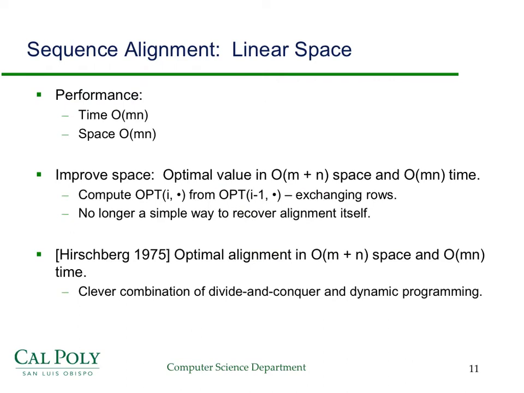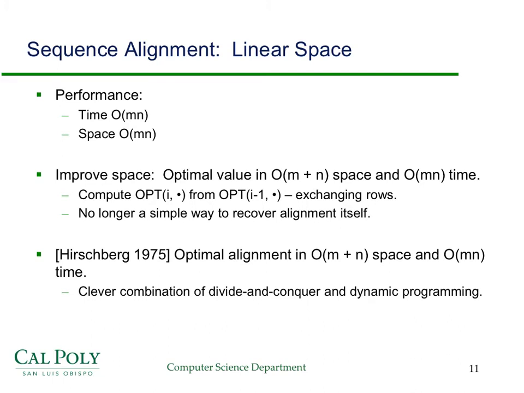With this implementation that I've just been talking about, the time is quadratic. In other words, it's the product of the lengths of the two sequences, and the space required is also the product of the lengths of the two sequences. Now, especially for problems with really long sequences, like bioinformatics, we'd like to be able to reduce the amount of space that's required. In fact, we'd like to get it down to linear space, and that's going to be possible.